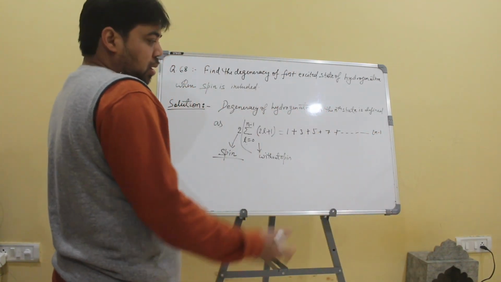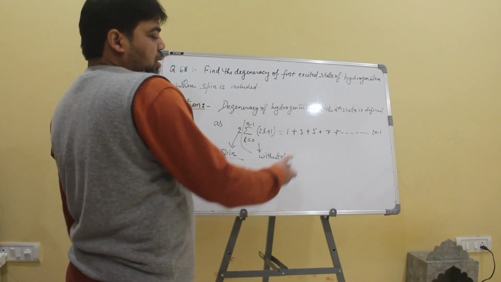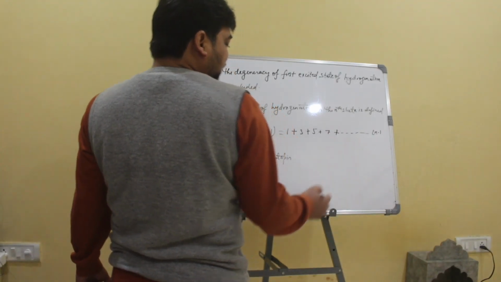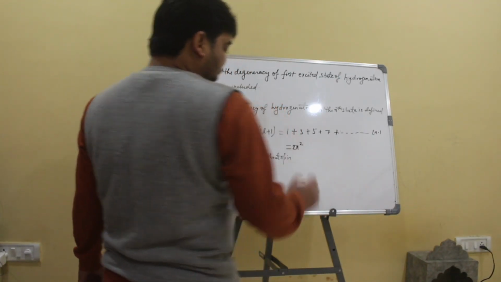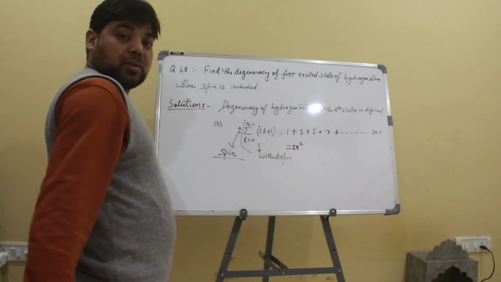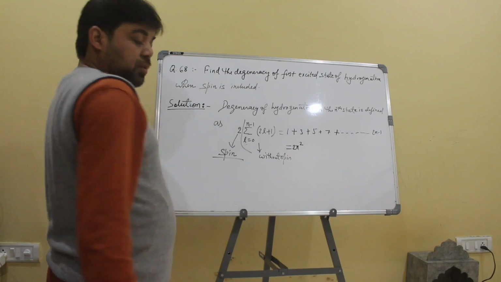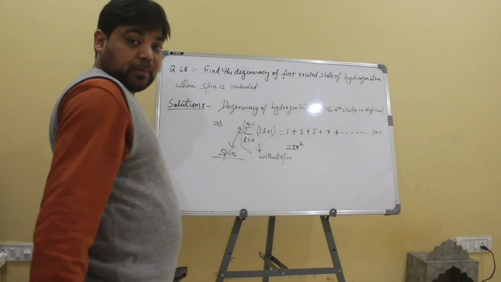So there is a simple progression. If you add it, you will find the summation as n square. And then this is multiplied by 2. So it gives you the degeneracy of the nth state, which is nothing but 2n square.